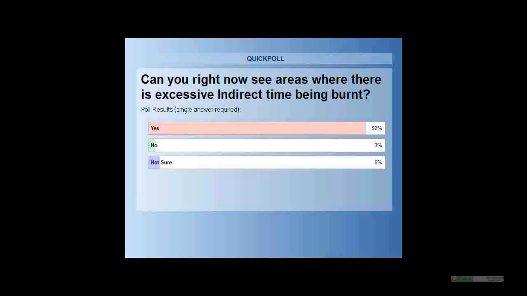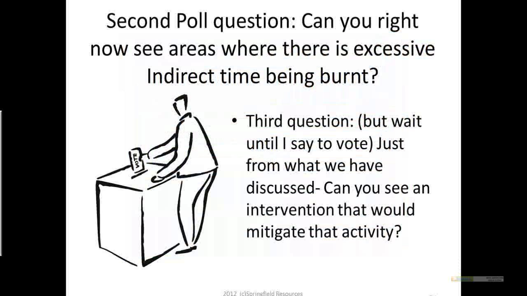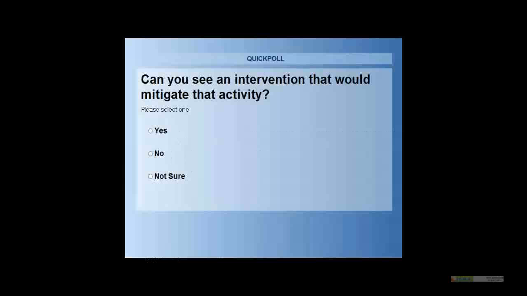Now, I have a follow-up question, another poll. And that is, just from what we discussed, without actually doing work sampling, could you see an intervention that would mitigate the activity you just saw that was excessive? Okay, so let's ask that question right now, if you don't mind typing in your response. You all said you found opportunities. Can you think of something that you can do to make an improvement in that indirect time, or what might be excessive indirect time?